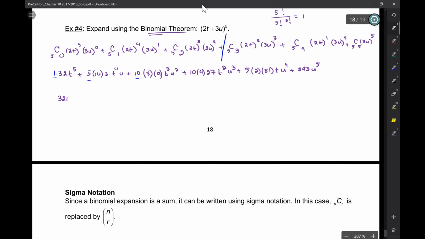So we have 32t to the 5th, 240t to the 4, u, and then 720 t cubed u squared, and then 1080 t squared u cubed, 810, okay?